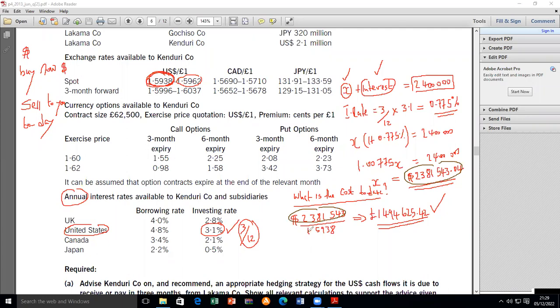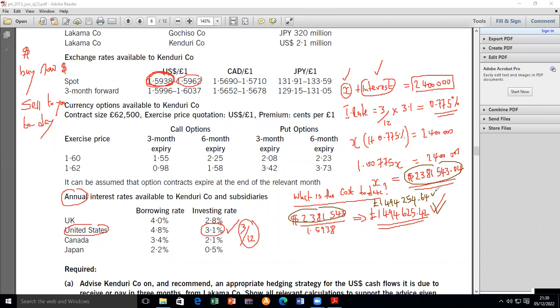Mr. Piri, I'm getting a different figure. Okay, what are you getting? I'm getting 1,494,254.64. Could somebody confirm figures for us, please? Any confirmation? The same one is confirmed. Which one are you confirming? 625 or 254? 254.